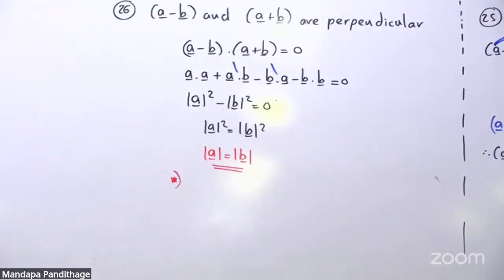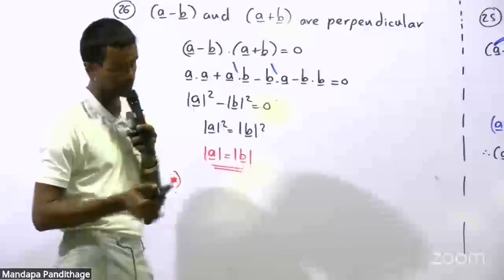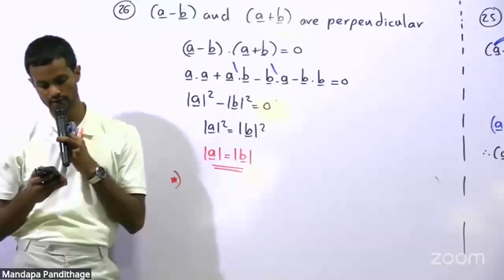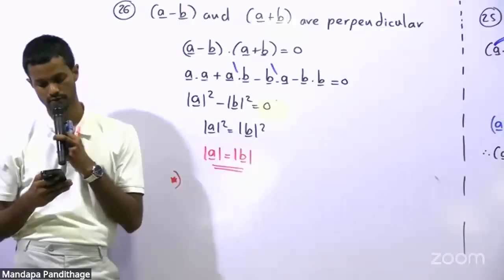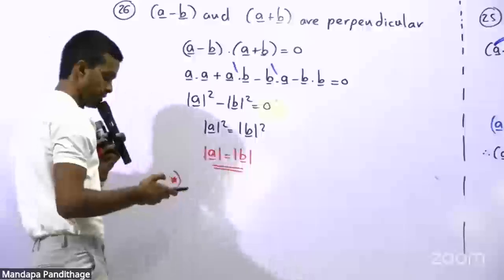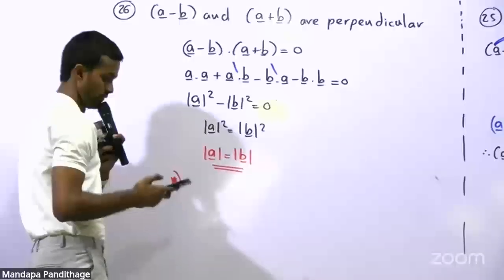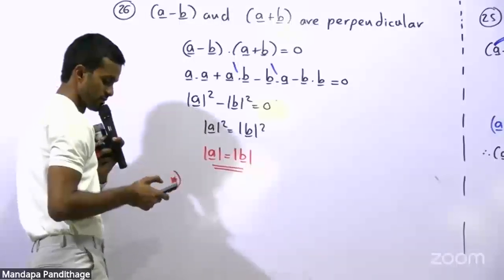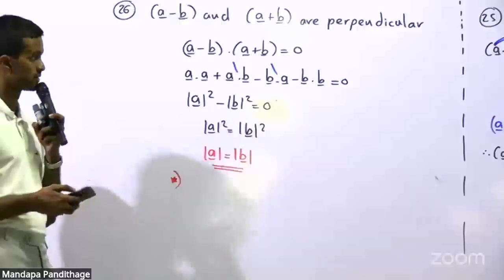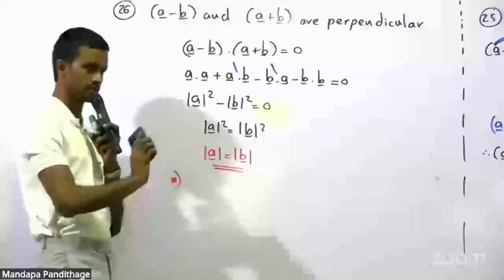If the question states that two vectors are perpendicular, we can consider that the dot product between the two vectors is 0, that's all, is 0. Okay.